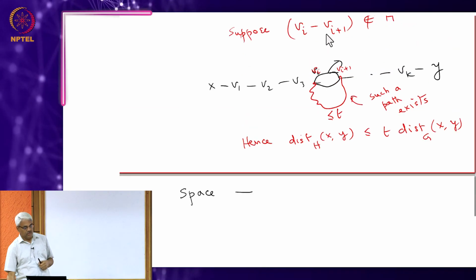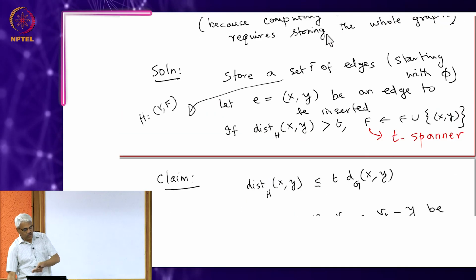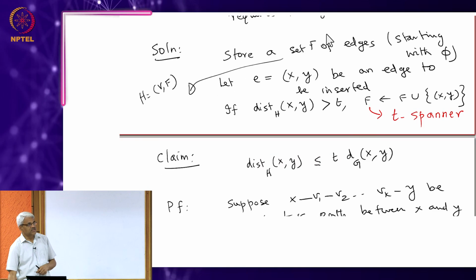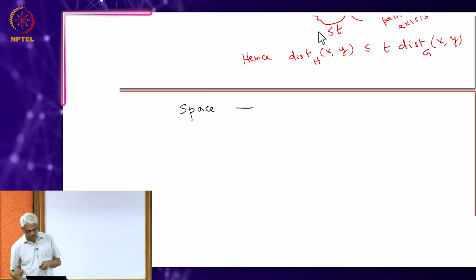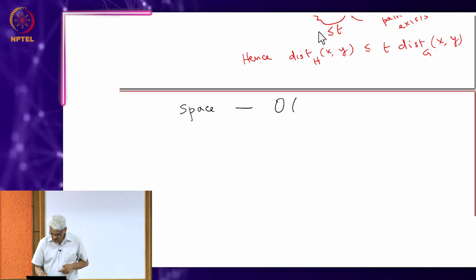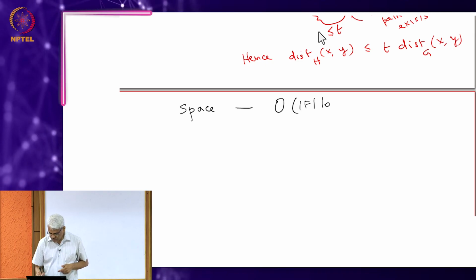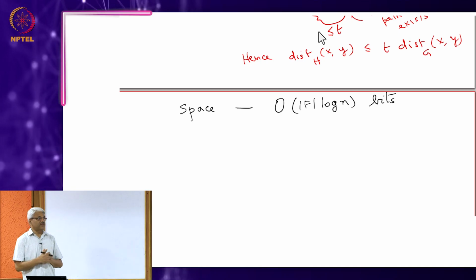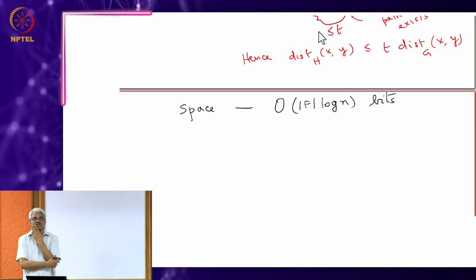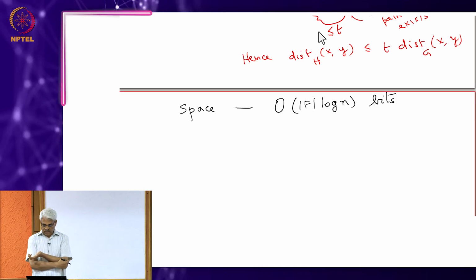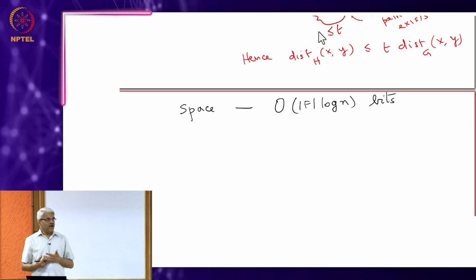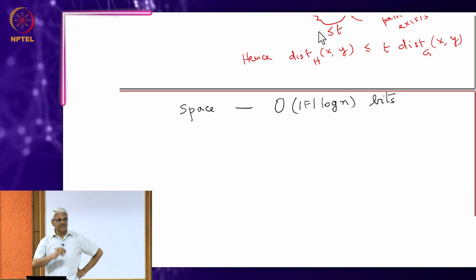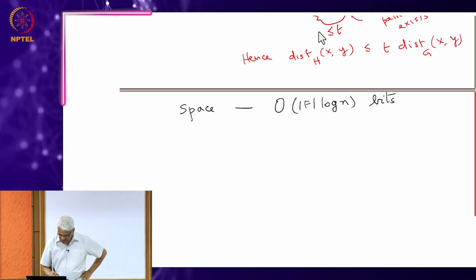What is the space? Well, I stored this subgraph H, whatever the number of edges in F is a subset of edges I have stored, and whatever that space is. Now, what is the cardinality of F? We will resort to another nice theorem in graph theory, which will be again picked up in tutorial.